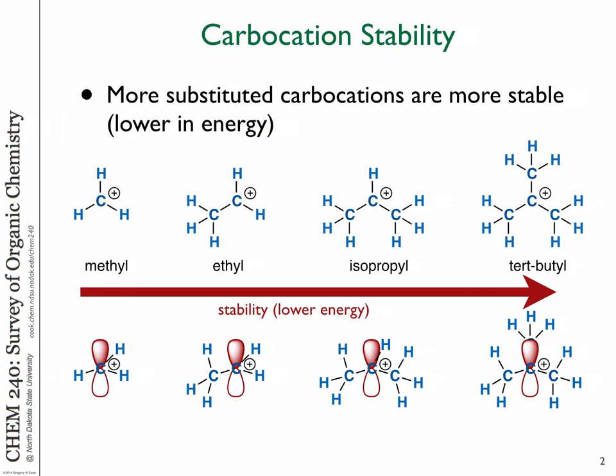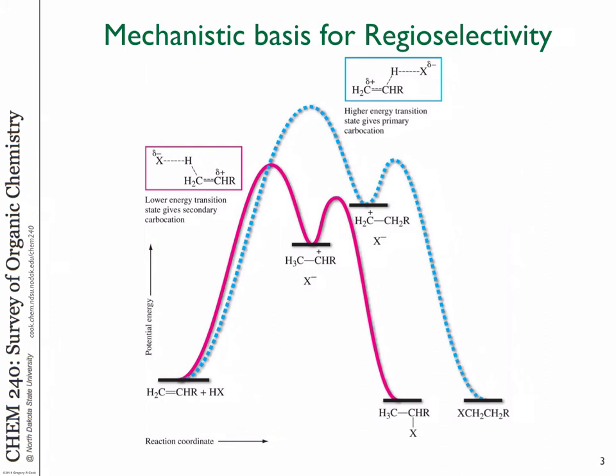Just to remind you, the more substituted a carbon with a plus charge on it is, the more stable it is, the lower in energy it is. So that impacts reaction pathways. If you have unsymmetric double bonds where the substitution on either end is different, the carbocation on either end would be of different stabilities. And so the reactions will proceed in the first step to form intermediates which are lower in energy, because overall that creates a lower energy pathway.